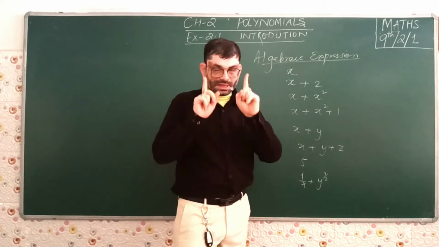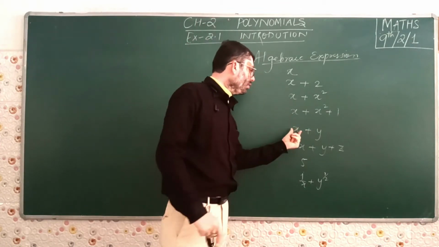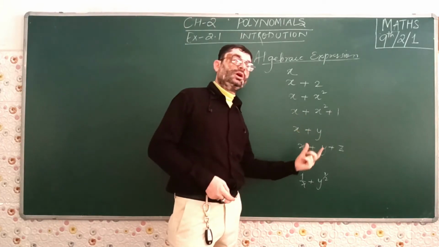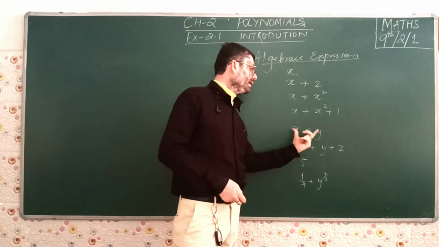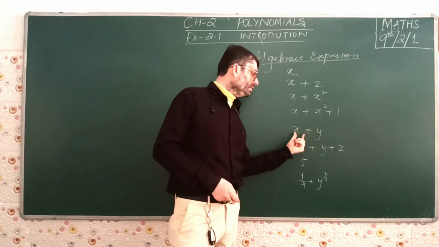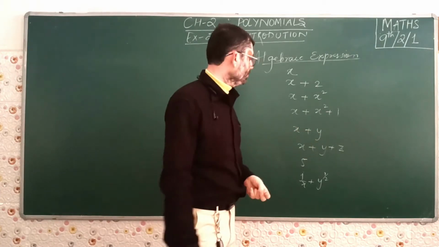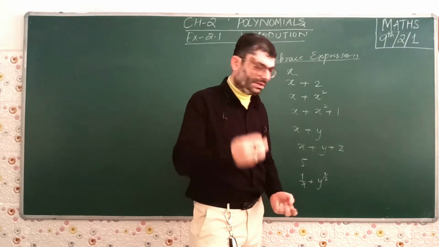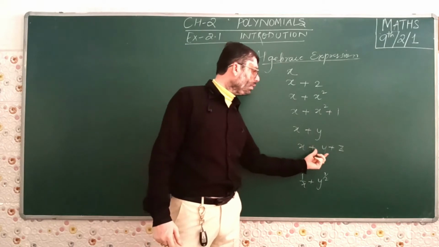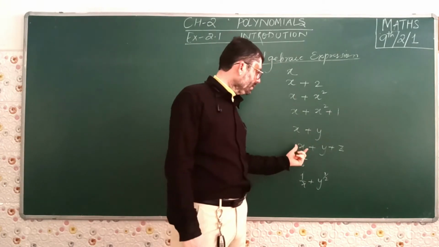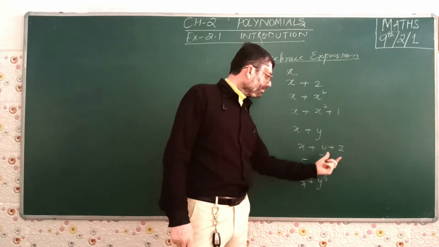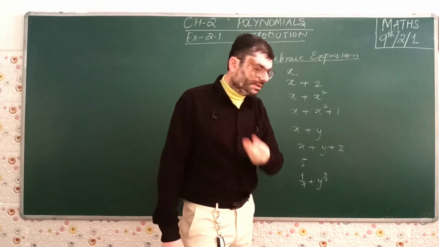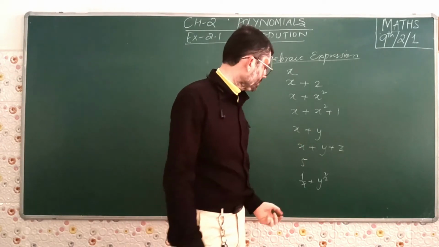Separated by a plus sign means there are two terms also. A combination of variables. Again we have noticed three things: a combination of two variables, and an algebraic expression which has two terms. The next, x plus y plus z, three variables, naturally very clear to us. Variable x, variable y and variable z. So this is an algebraic expression with three terms and three variables.